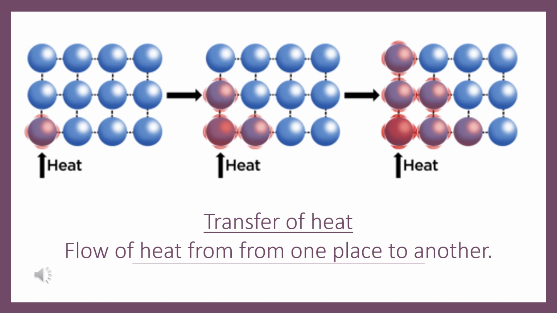So I'll give you a simple example. Even when we cook, you keep your utensil for heating on the gas, and then you realize first the bottom gets heated and slowly the entire utensil gets heated. The same thing happens from the base of the utensil to the top of the utensil. Everything gets heated by this flow of heat from one atom to another. Okay.